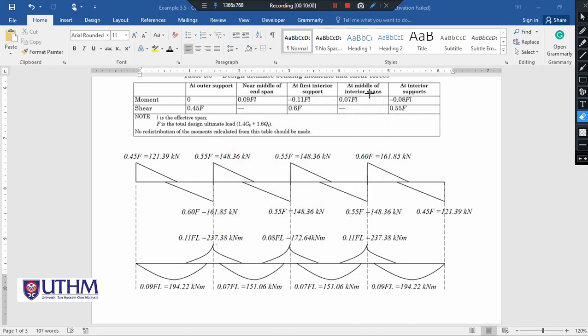Next is the middle of the interior span. This is the interior span from support B, C and D. Thus, the value at the middle of the interior span is 0.07 FL.